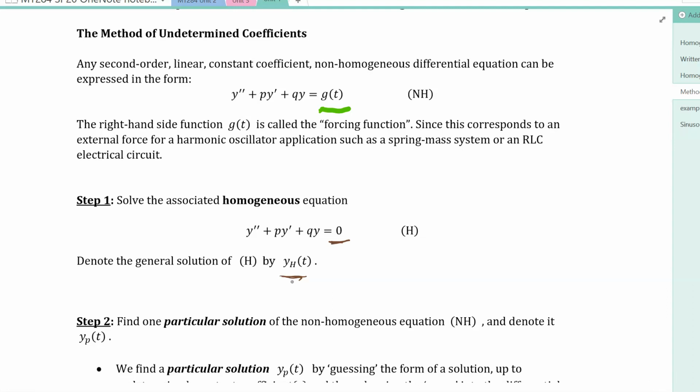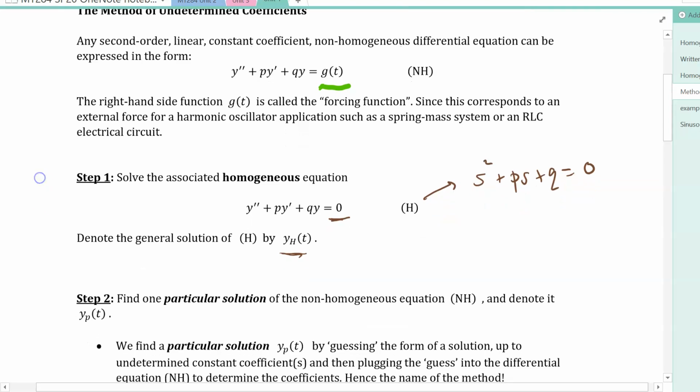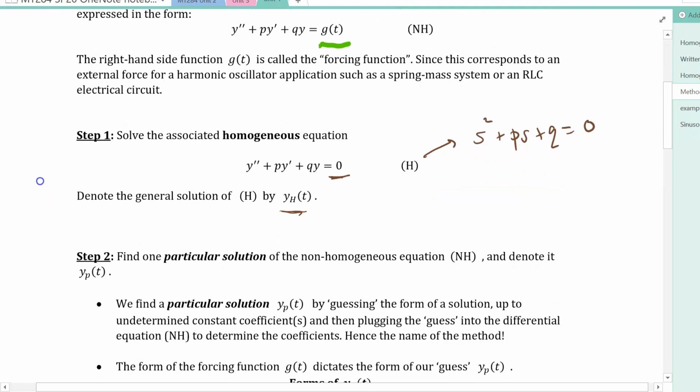And again, we're going to do that by plugging in y equals e to the st, looking at the corresponding characteristic equation, which would be s squared plus ps plus q equals 0, and solving that quadratic equation. And again, that has either two real solutions, complex solutions, or possibly a repeated root. We've talked about that before. So that's step one. We knocked that out. And then this is the new step.